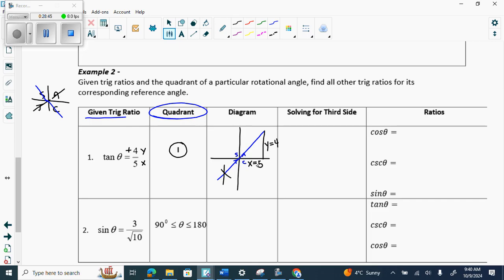And then I always have to solve for the third side. Now with trig ratios, they're maybe not going to give me just x and y's. If they gave me cos or sine, they're not going to give me just x's and y's. They're giving me r's and x's or r's and y's. So I need to still solve for r. So I do r squared equals 4 squared plus 5 squared, or 5 squared plus 4 squared, it doesn't matter. And then r squared equals 16 plus 25. r squared equals 41. And then I take the square root and put plus or minus. So r equals root 41. And it has to be positive because it's the radius.